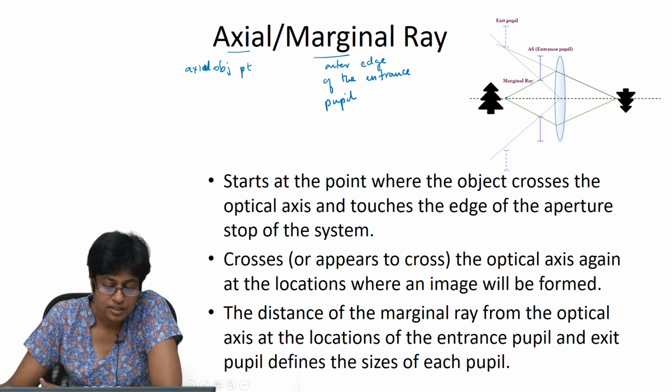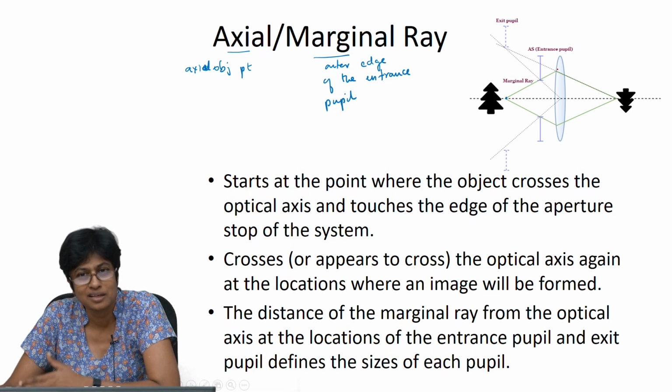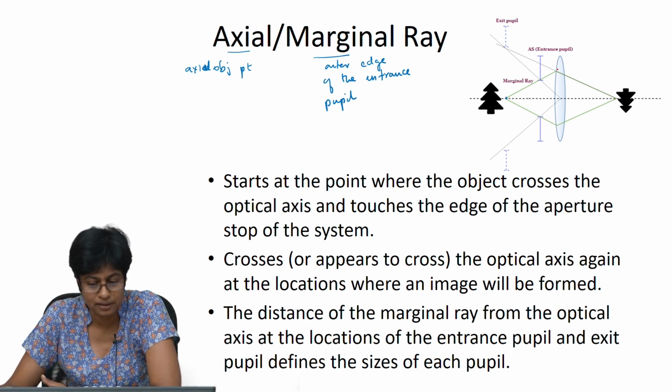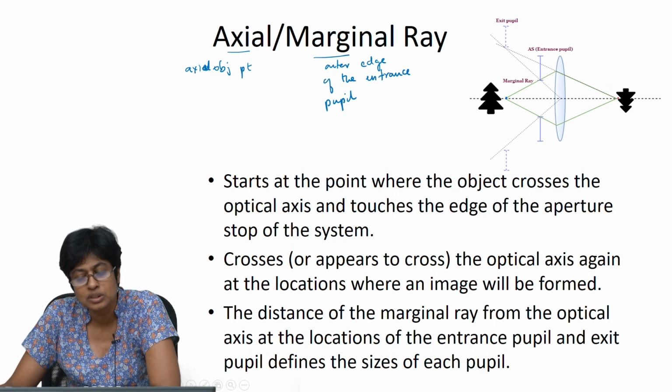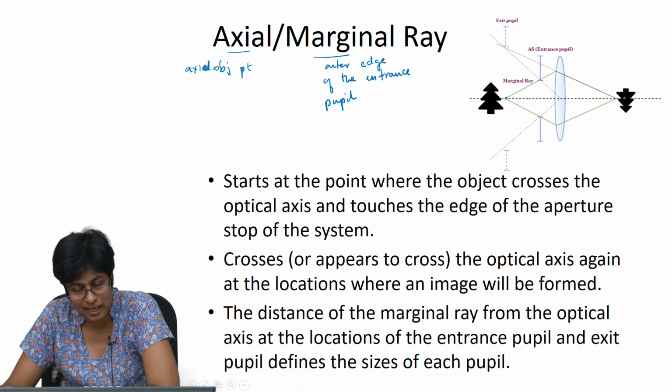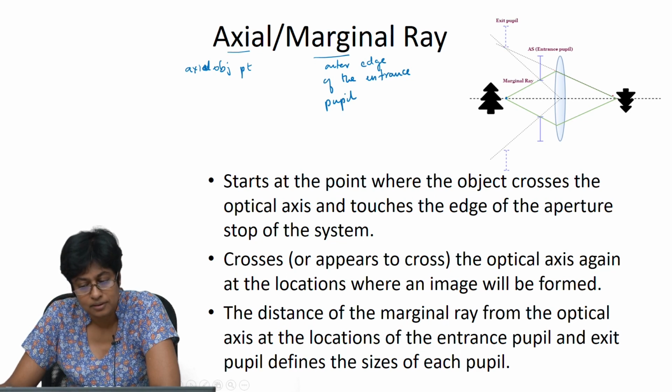Now, I trace this ray as a straight line from the object point on axis through the edge of the aperture stop, and it of course is a straight line all the way till the lens, and the lens has power. So, once the ray reaches the lens, it is going to bend, and it bends depending on the power of this lens, and the point where the image is formed is of course the point where the ray crosses the axis.